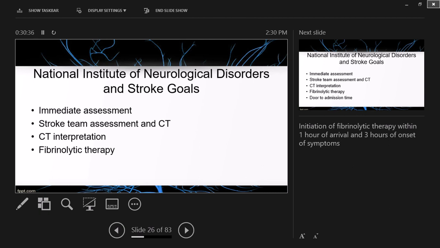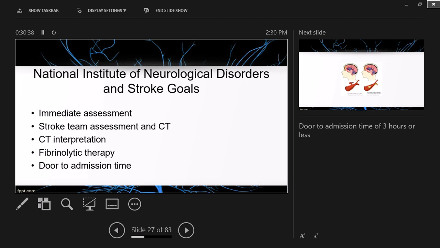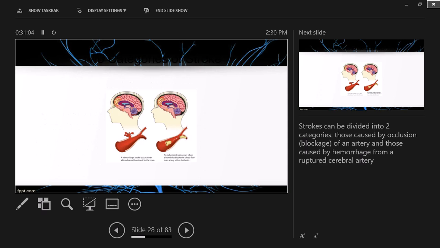They could give an interpretation really, really quickly. The big thing we're looking at here is door to admission time, not door to needle, of 3 hours or less. Those of you who take patients into ERs know that nothing happens in an ER in 3 hours. But this does. And it really does work very, very well.